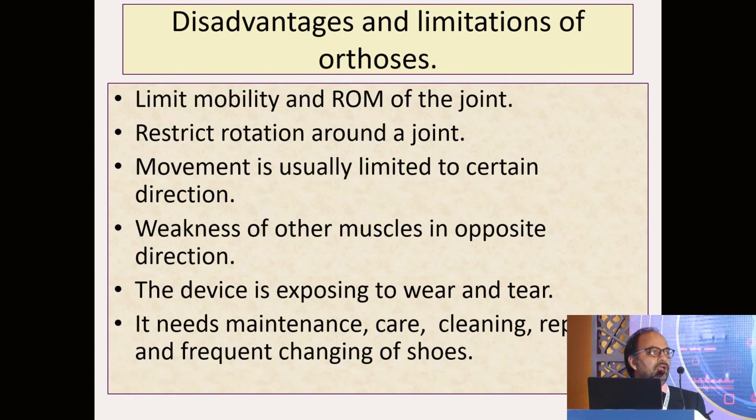What are the disadvantages and limitations of an orthosis? It limits mobility and range of motion of the joint, restricts rotation around the joint, movement is usually limited to a certain direction, and it may cause weakness of other muscles in the opposite direction. The device is exposed to wear and tear, and it needs maintenance, cleaning, repairing, and in case of lower limb, if shoes are there, it requires frequent changing of shoes also.